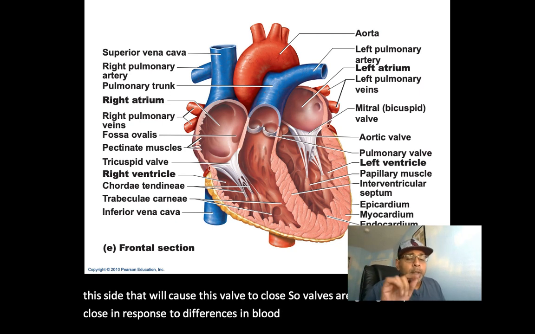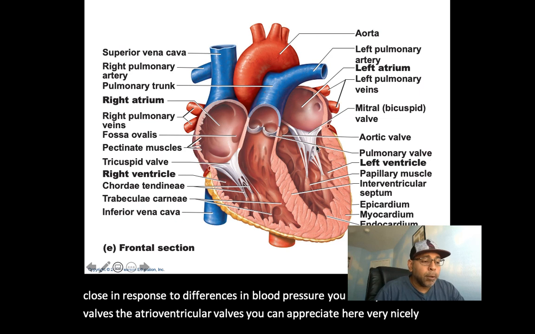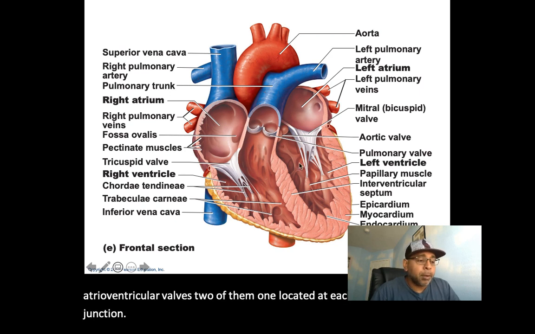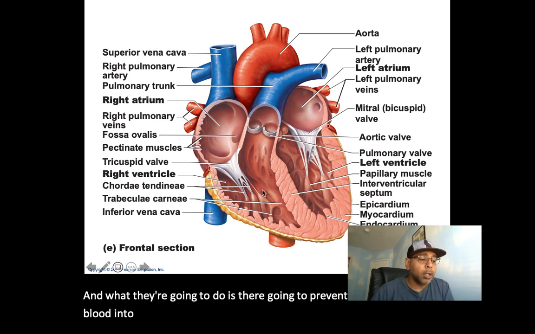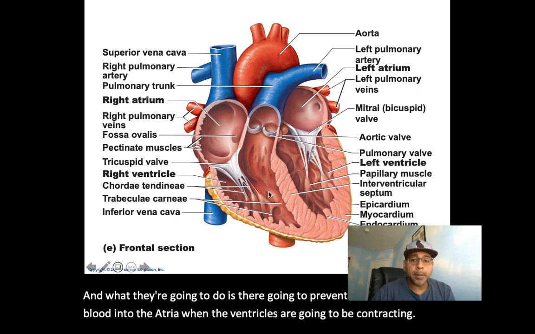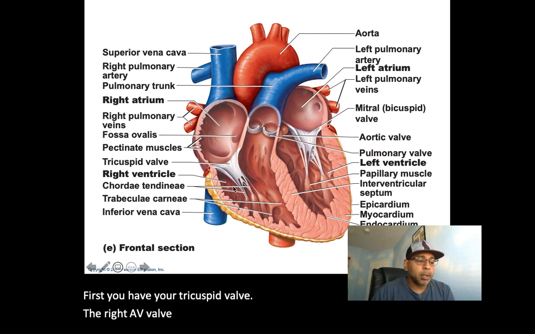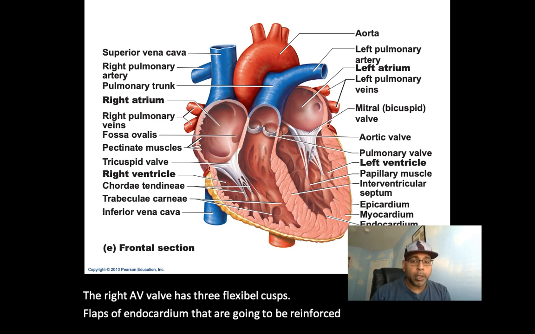You have your first 2 valves, the atrioventricular valves, which you can appreciate here very nicely. The atrioventricular valves, 2 of them, one located at each atrioventricular junction. And what they're going to do is prevent the backflow of blood into the atria when the ventricles are contracting. First, you have your tricuspid valve. The right AV valve has 3 flexible cusps, flaps of endocardium that are reinforced by connective tissue cores.